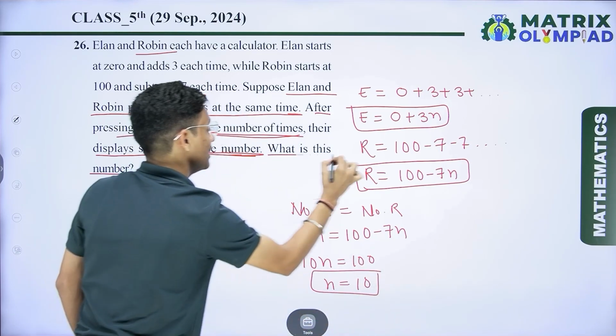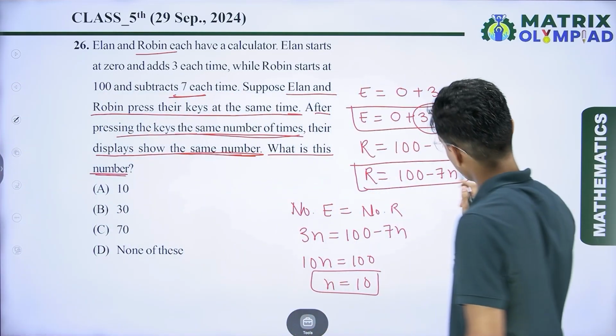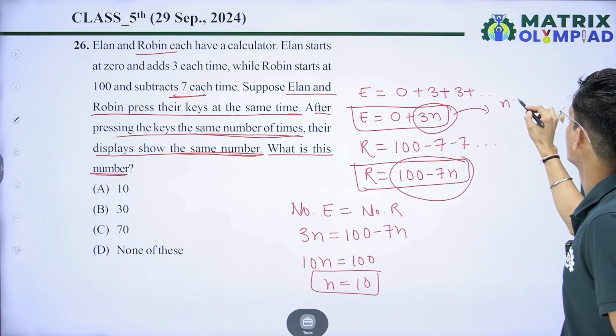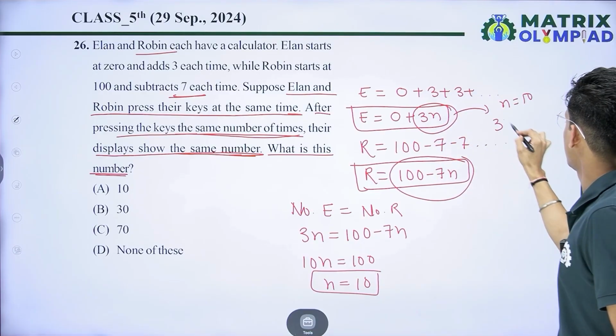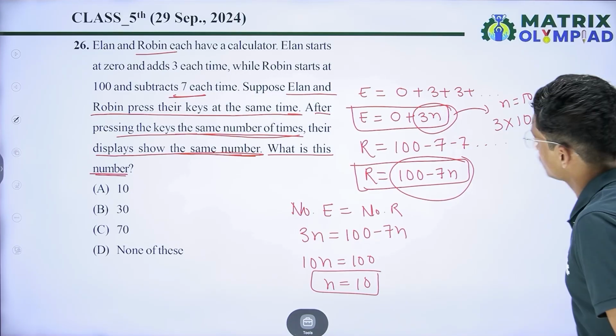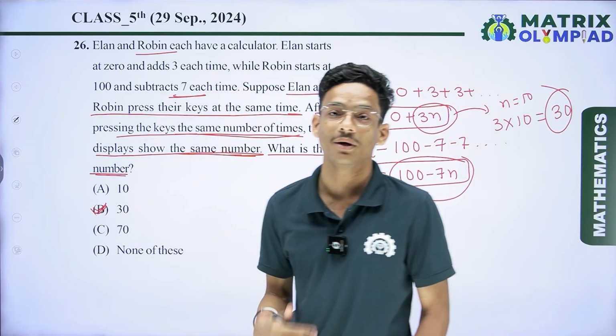So what is the number? One number is 3n and another number is 100 minus 7n. I put the value of n equal to 10. Now 3 multiplied by 10 is 30. So here the number is 30. So option number B is the correct answer here.